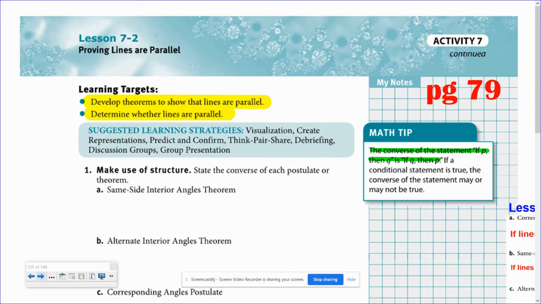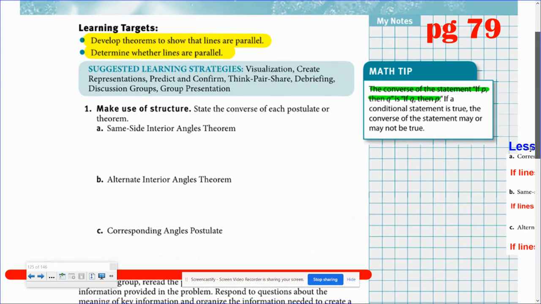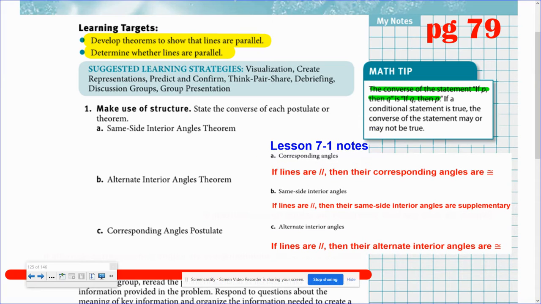So what we're going to do today is actually proving that lines are parallel, given certain angle relationships. Yesterday we talked about the 3 theorems and postulates about the angle relationships when we have parallel lines cut by a transversal. Okay, so they want us to start by stating the converse of each postulate or theorem. I went ahead and snipped this from our notes from yesterday.